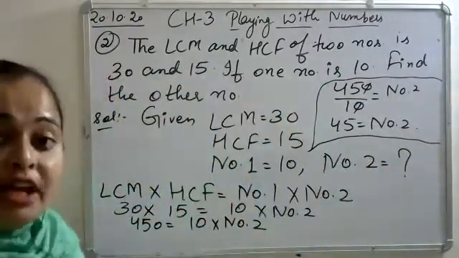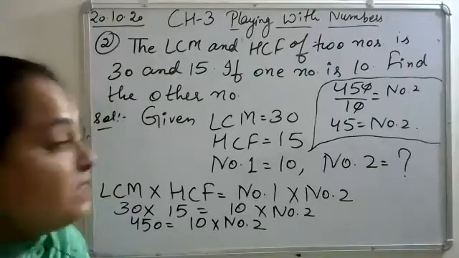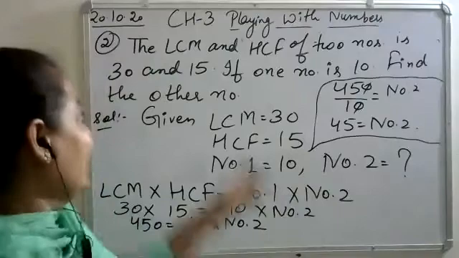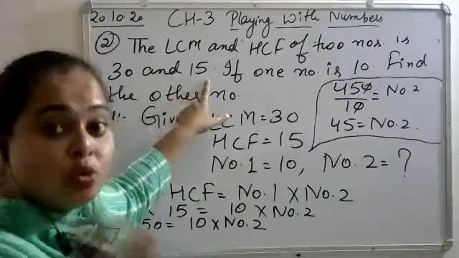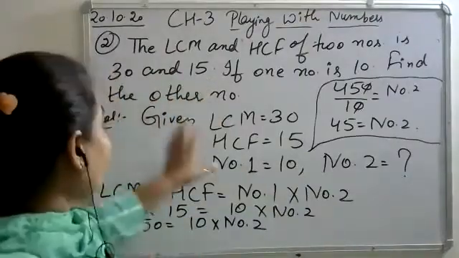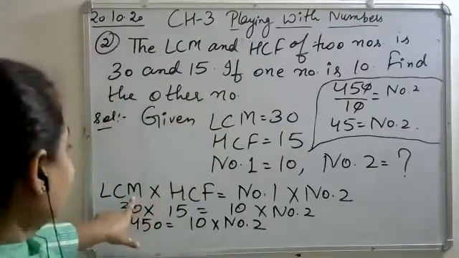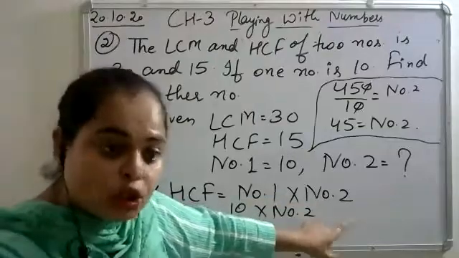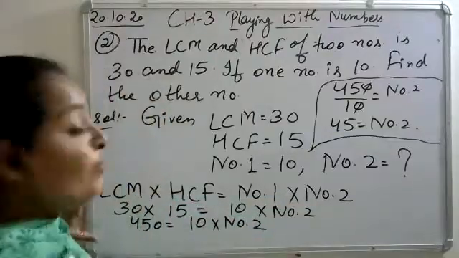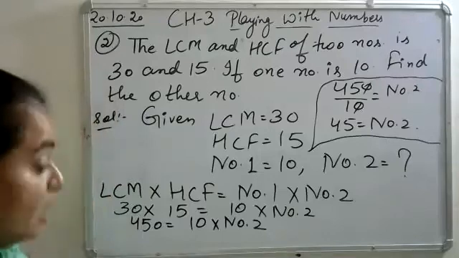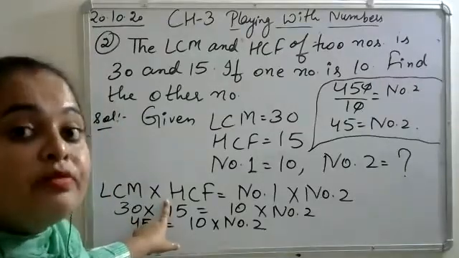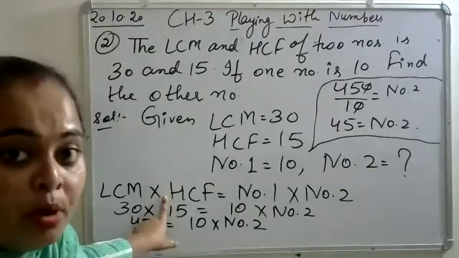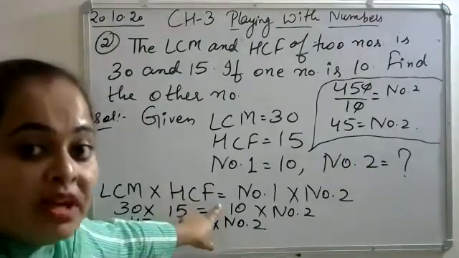So this is the way to solve the sum if the question is based on LCM and HCF together. When LCM and HCF together are given, then you will apply this formula. LCM into HCF is equal to number 1 multiplied by number 2. So this is a very, very important formula. Okay. Note down this formula, as this formula is not given in your book. This is not in your book. So note down this formula very, very carefully.